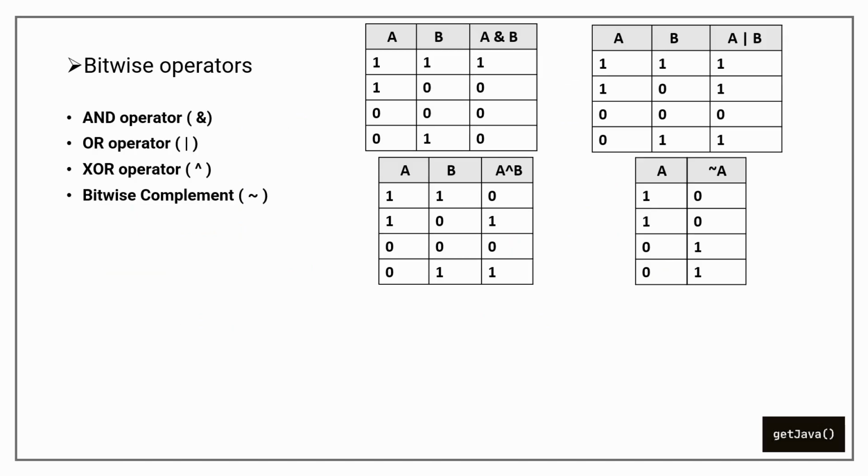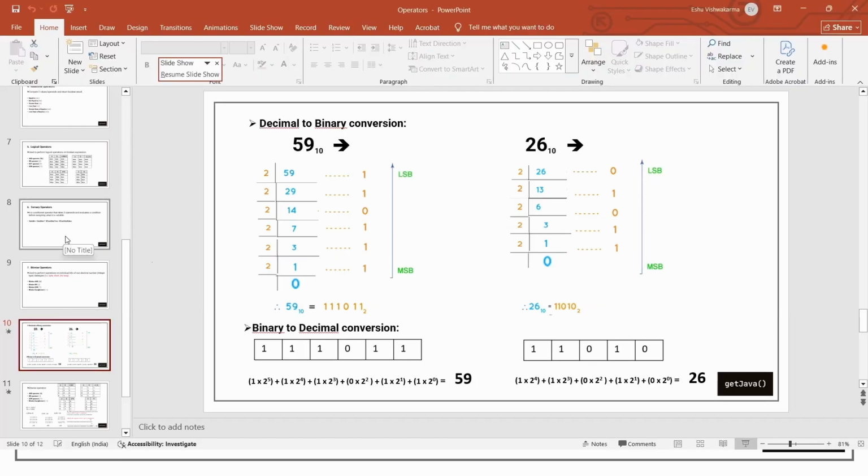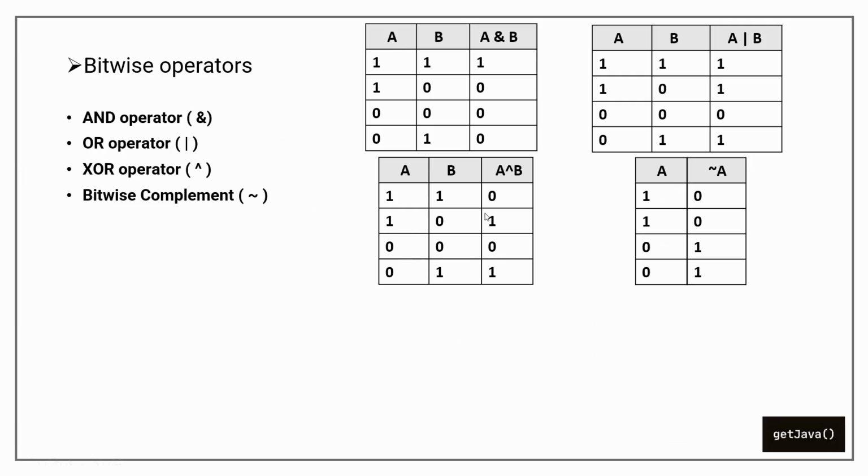These are the bitwise operator tables for different operators, that is for the AND operator, XOR operator, OR operator, and complement operator. This is exactly similar to logical operators. Just the changes: instead of true we have 1, instead of false we have 0. So we have already seen logical operators. So instead of true, we take 1. Instead of false, it will be 0. Everything else remains the same. So we will see how to use it.